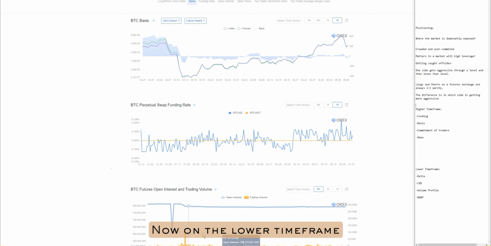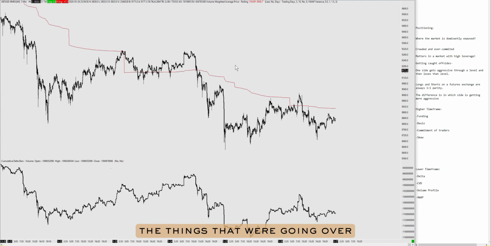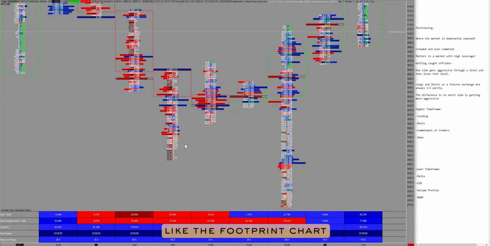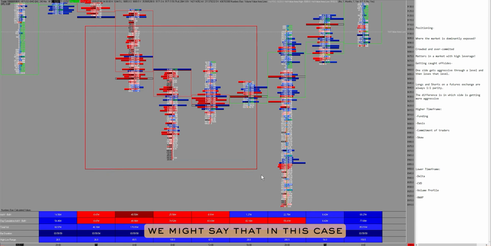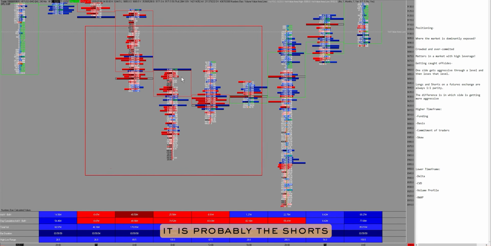Now on the lower time frame, that's where we're going to use the things that we're going over within this course. Okay, we might look at something like the footprint chart. So if we're looking at this footprint chart right here, and we were to say which side was getting into position a little bit more aggressively, we might say that in this case it is probably the shorts. All right, and we could substantiate the case for this by looking at something like open interest.